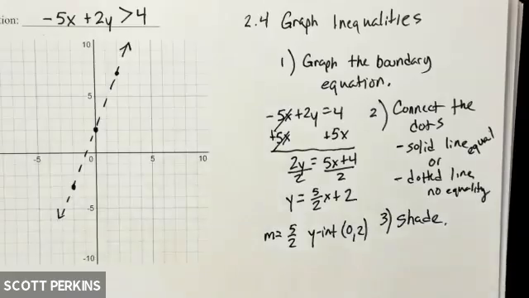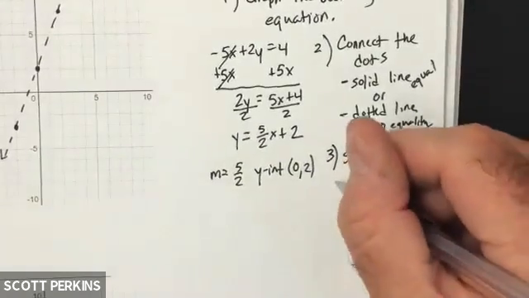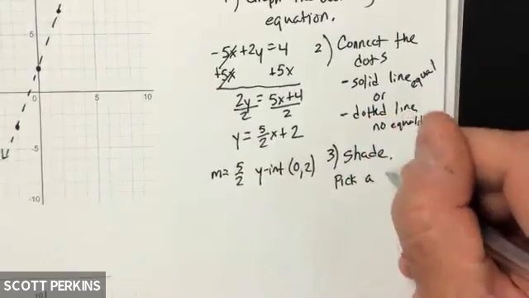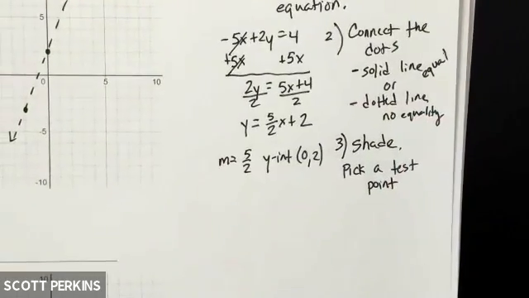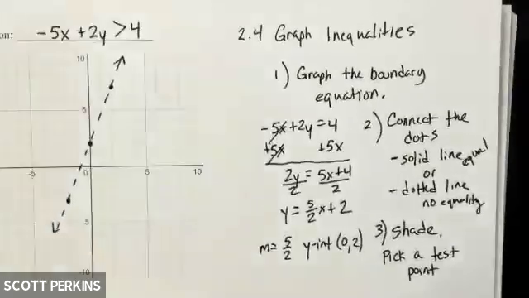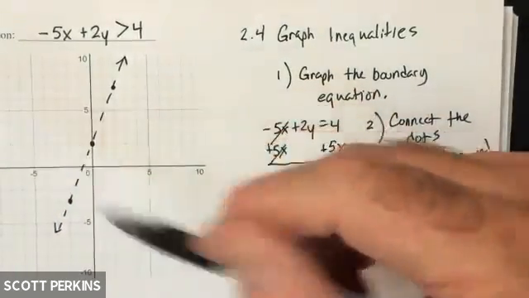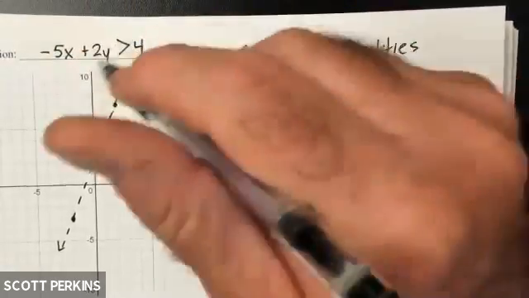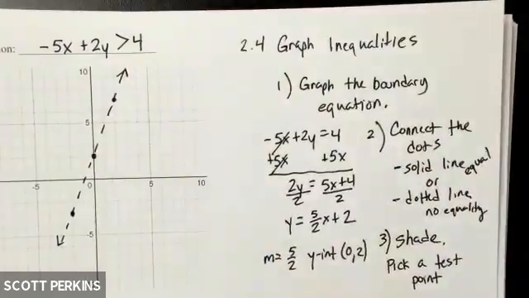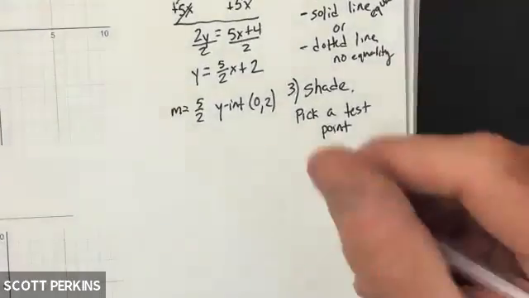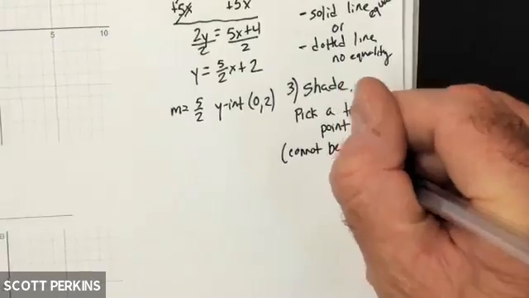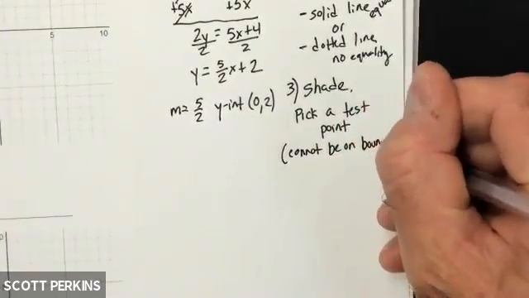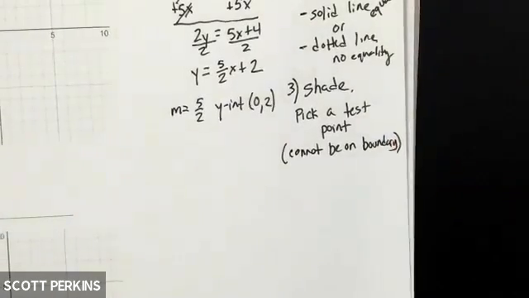What you have to do, and what we're going to do, is we're going to pick a test point. What that means is I'm going to pick a point that's on either side of the line, and I'm going to test it in the inequality, and I'm going to see, is it a solution or is it not a solution? Now, for your notes, I'm going to write this. Your test point cannot be on the boundary. Has to be on one side or the other.